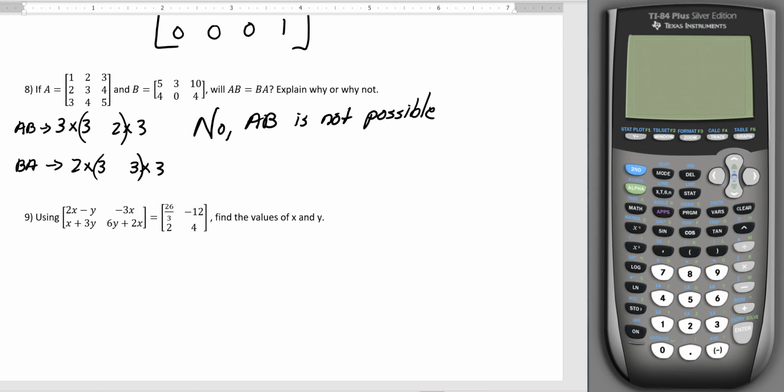These are the same, so they would be able to be multiplied, but AB is not possible, because the columns of A do not match the number of rows in B.